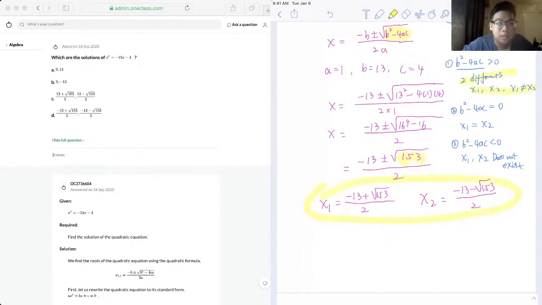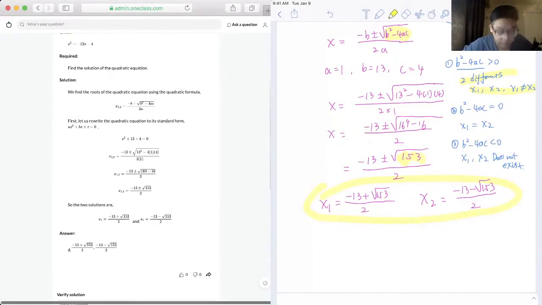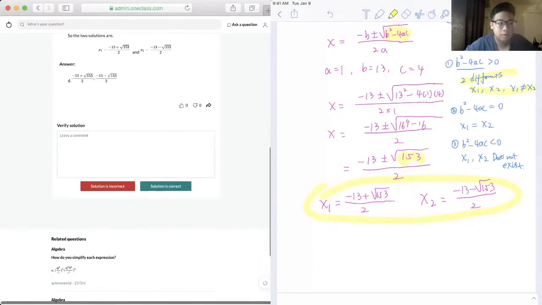Right. So let's see what the junior tutors got. Negative 13 plus root 153 over 2, right? Negative 13 minus, right. Answer is correct. Good work.